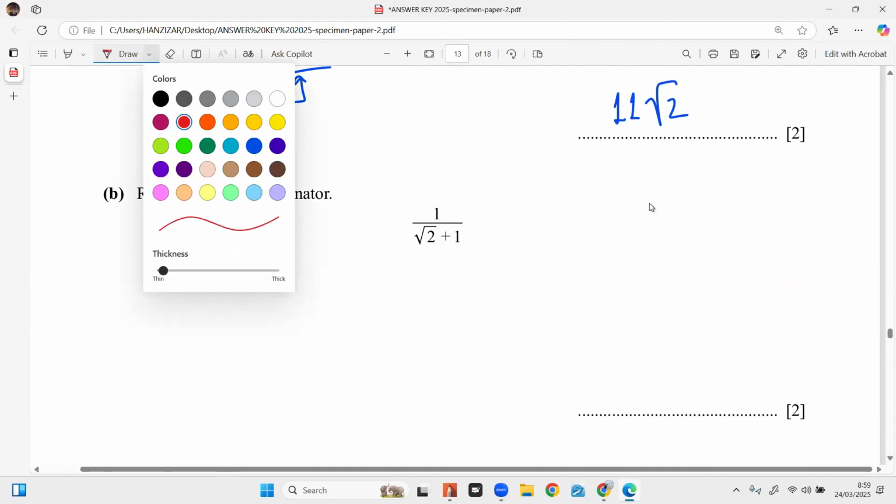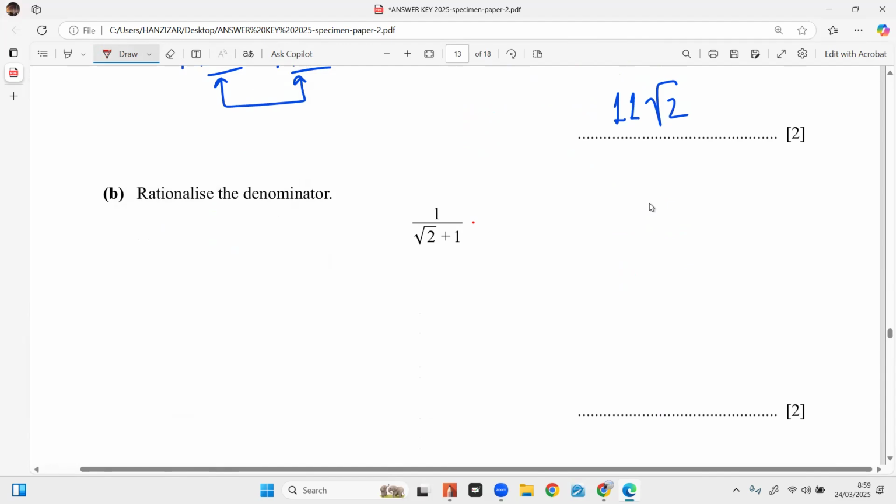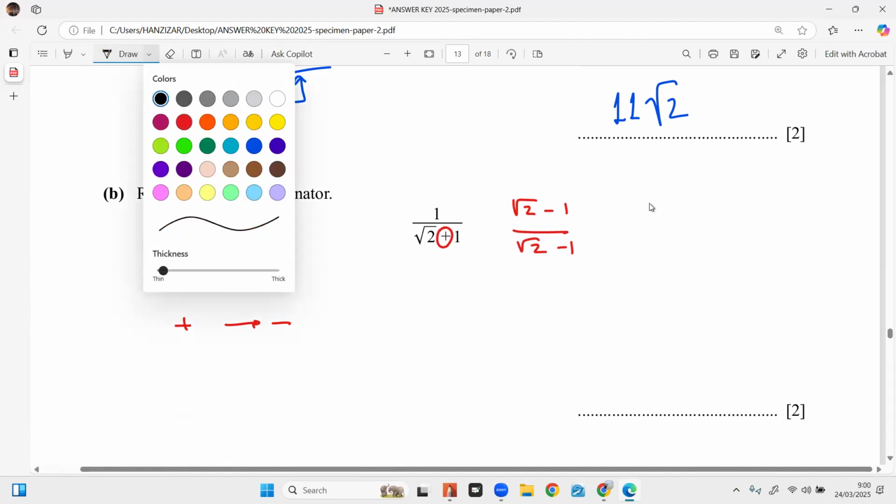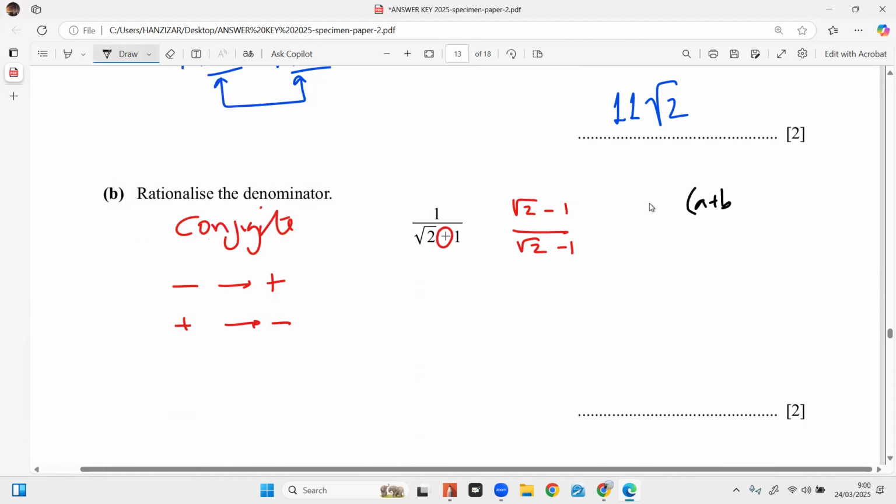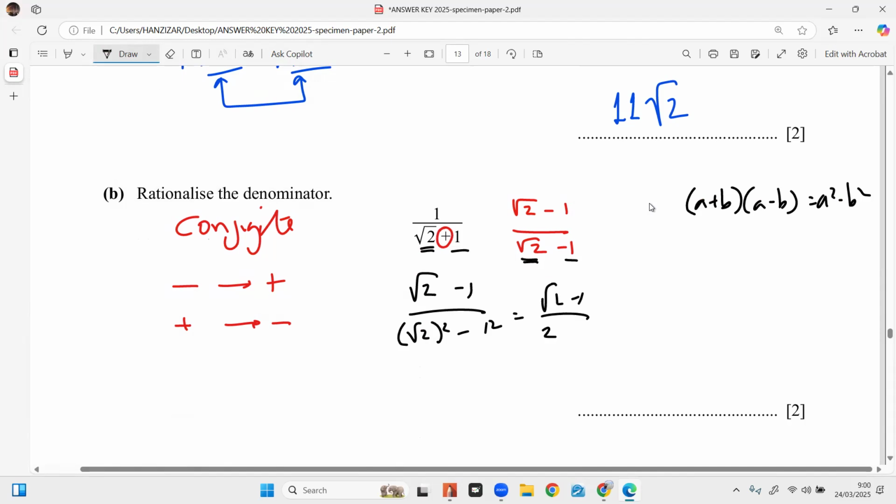Here, you multiply by its conjugate. Conjugate means plus becomes minus, minus becomes plus, right? So we have plus. You multiply by its different. Why? Because according to the formula of a plus b times a minus b, you will get a squared minus b squared. Then on top of it, square root 2 minus 1, let it be square root 2 squared minus 1 squared.